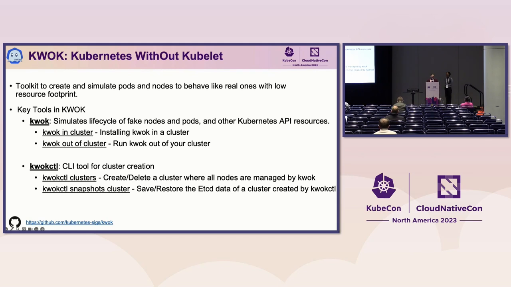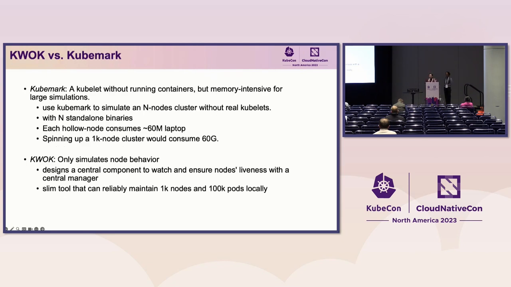One of the questions we get is, well, how does this compare to other options? So something like KubeMark might be a good use case for you to do some of your testing. What that is doing is it's really a Kubelet without running containers. But for some of the scale-up testing, it can be quite memory intensive. So if you are really just looking at some of the resource management performance testing you need to do, KWOK offers you a way to simulate that node behavior. And it is a very slim tool, so you can reliably maintain 1,000 simulated nodes and roughly 100,000 simulated pods locally on your laptop. To do something similar with KubeMark, that could consume roughly 60 gigabytes alone.